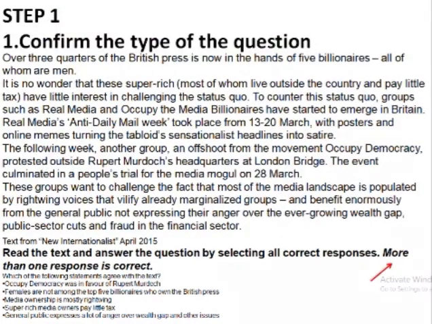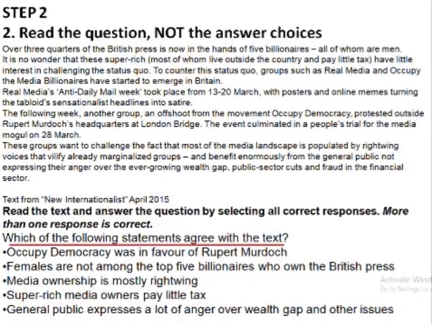So as recommended in the steps, the first step is confirm the type of the question. As we can see, we go to the questions, there is more than one response that is correct. So we know this is choose multiple answers. Then the second step is read the question, not the answer choices. So we'll see what the question is so that we know what to focus on while reading.